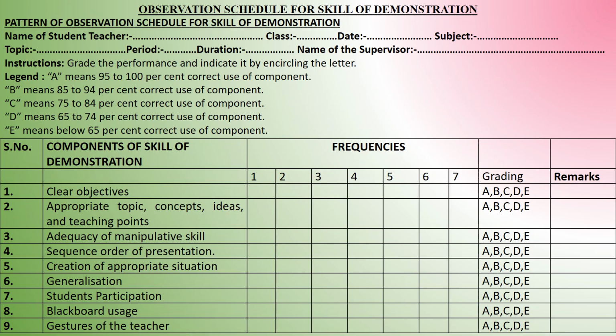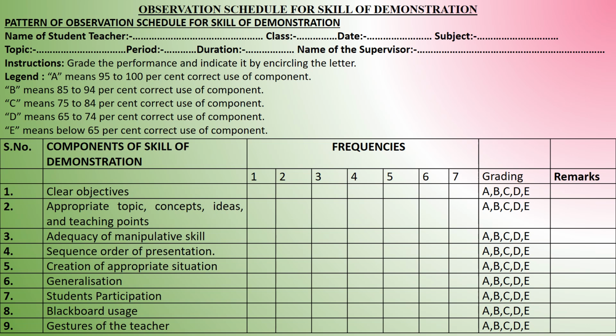First of all, we will discuss the observation schedule of demonstration skill in micro teaching. In the pattern of the observation schedule, first of all, you have to write the name of the student teacher. After that, class, date, subject, topic, period, and duration have to be written. Lastly, you have to write the name of the supervisor. After you have written the above preliminaries, you have to write the instructions.